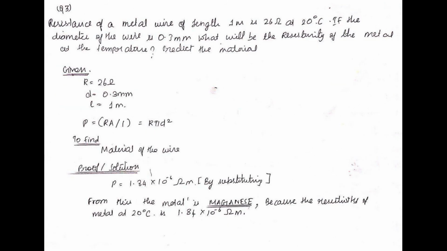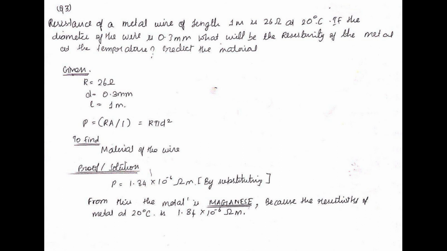Now let us see the last question of this video. Question number 3. Resistance of a metal wire of length 1 meter is 26 ohms at 20 degrees Celsius. If the diameter of the wire is 0.3 millimeter, what will be the resistivity of the metal at the temperature? Predict the material. So given R is equal to 26 ohms and diameter is equal to 0.3 millimeter and length is equal to 1 meter. We know that rho is equal to R into A divided by L, which is nothing but R into pi d square by 4 divided by L. So now we have to find the material of the wire.